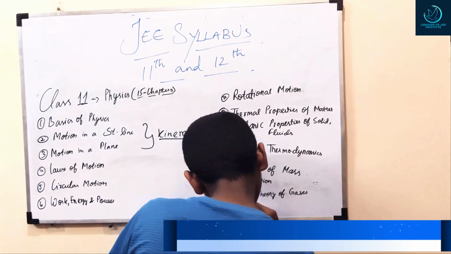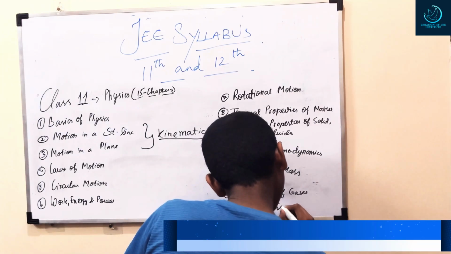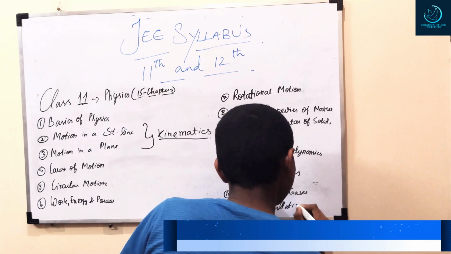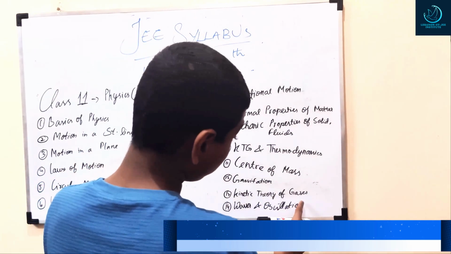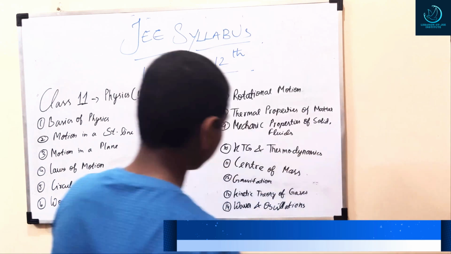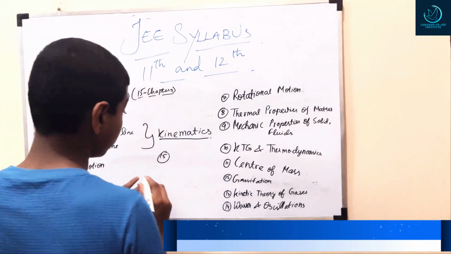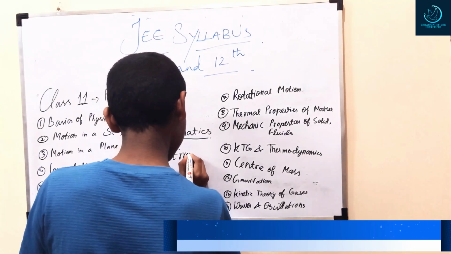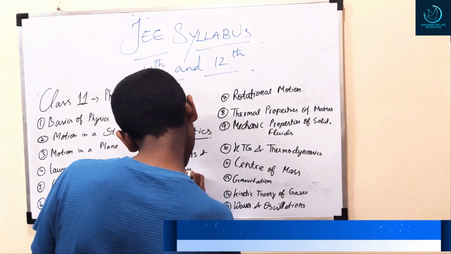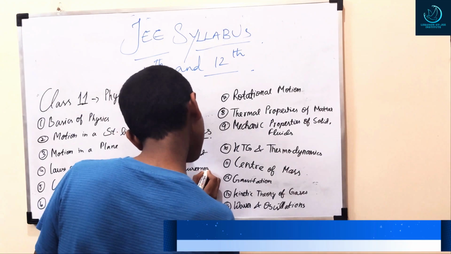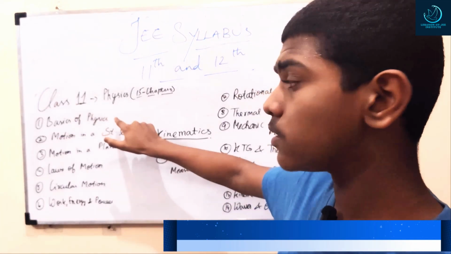Okay, waves and oscillations. Oh, sorry, I forgot the N. Oscillations. So the last but not least, it's errors and measurement. Errors and measurement. But this is basic physics.